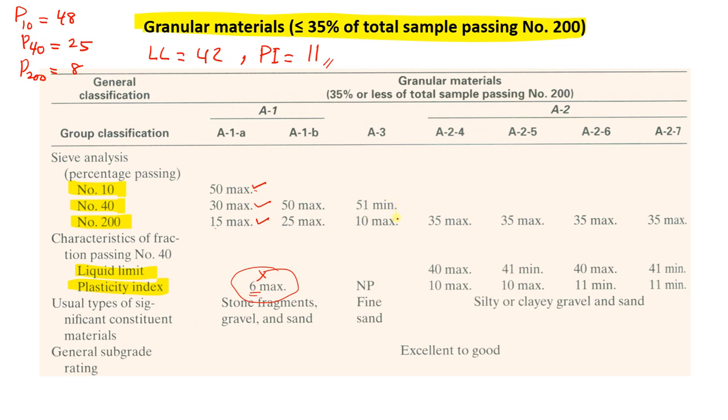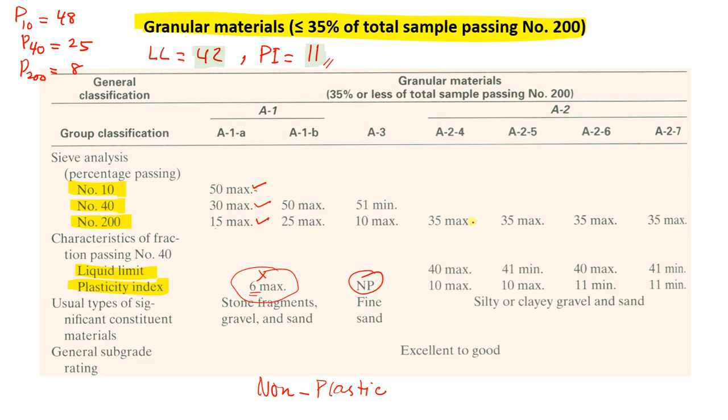Here it says NP. NP means non-plastic. What is non-plastic? It means we cannot perform the liquid limit test, plastic limit test. But here we have got the values of liquid limit and plastic limit, so this is a soil where we can do this test. So this is not A3. We are going to move ahead.